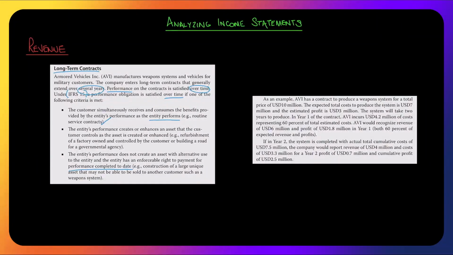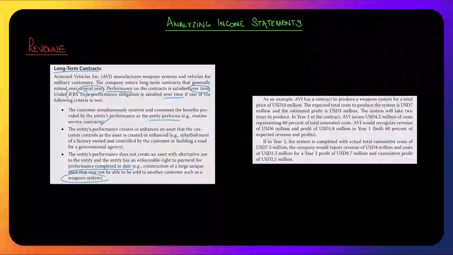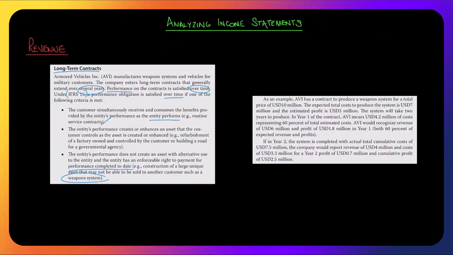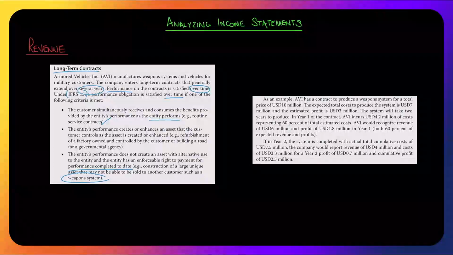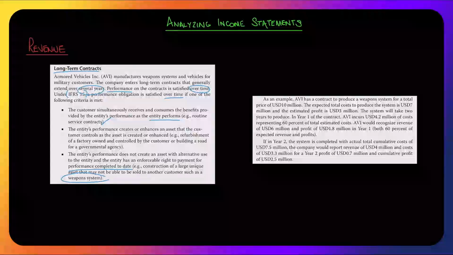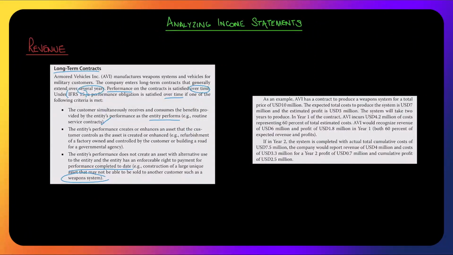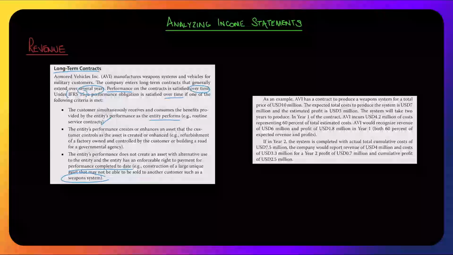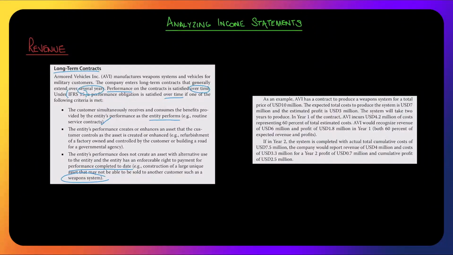We're building a big, what is this? It looks like a bespoke weapon system. Nobody else is going to be able to use it. And because I've committed my resources to building this, finishing this project, we have in the contract enforceable rights for payment.